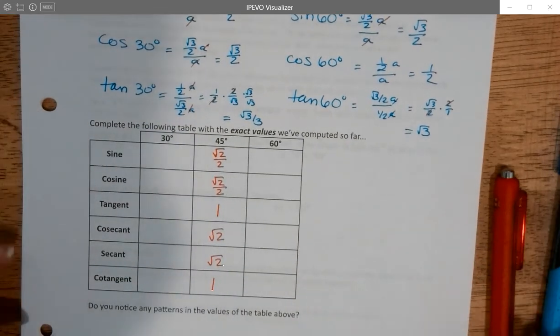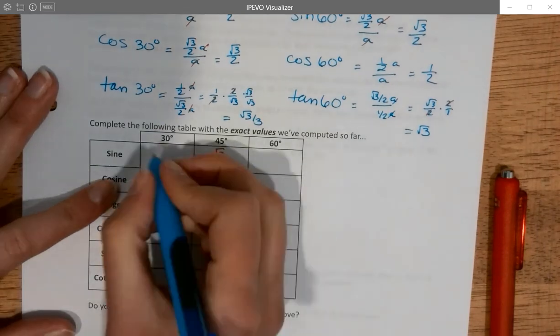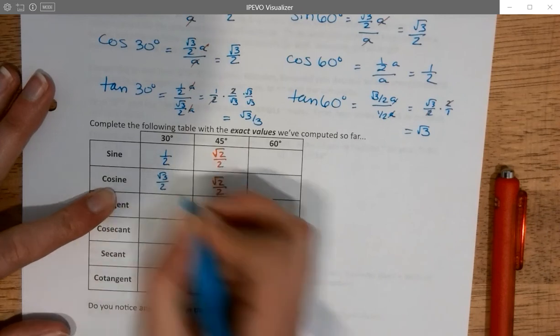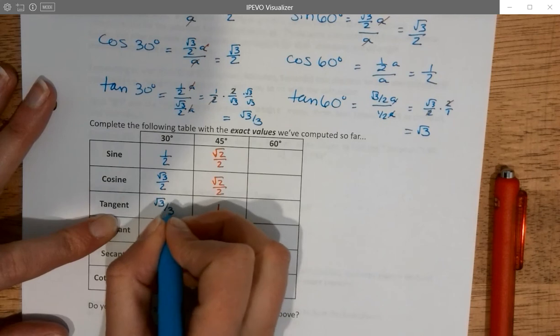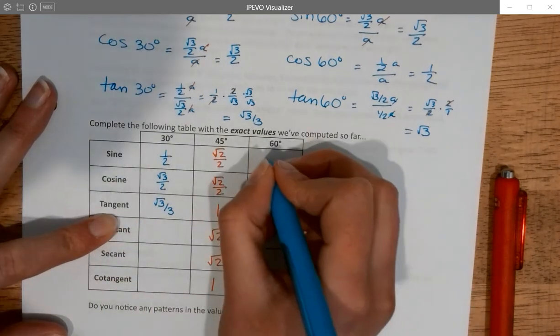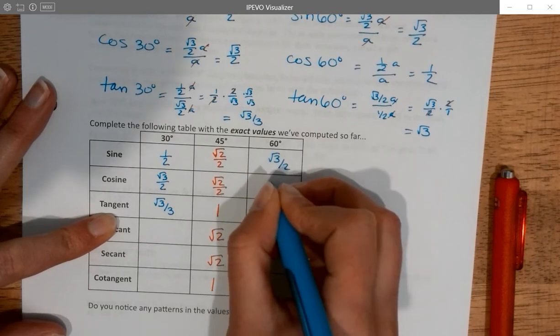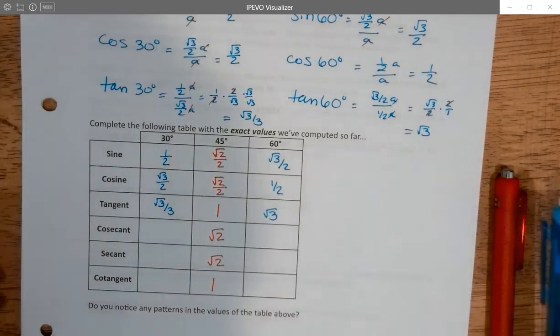Now for our 30 and 60. The sine of 30 is 1/2. The cosine of 30 is square root of 3 over 2. The tangent of 30 is square root of 3 over 3. The sine of 60 is square root of 3 over 2. The cosine of 60 is 1/2. And the tangent of 60 is the square root of 3.